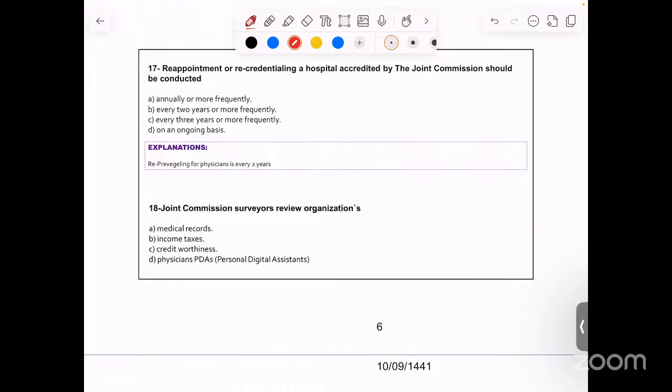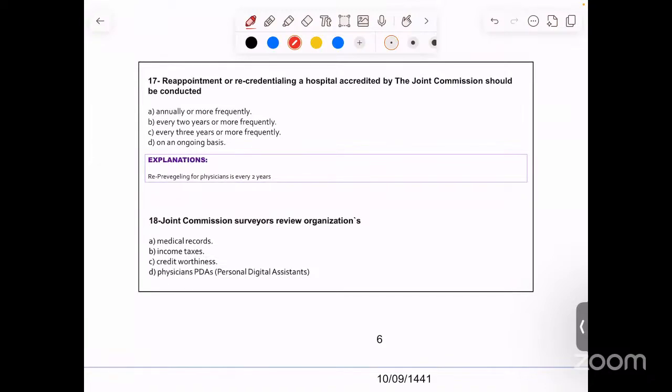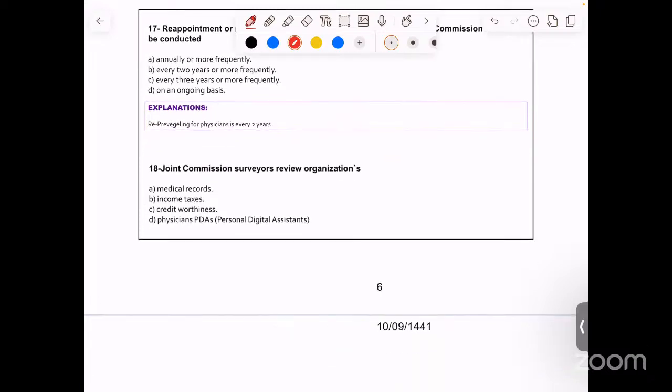Okay, number 17. Reappointment or recredentialing of a hospital accredited by the JCI should be conducted A, annually or more frequently, B, every 2 years or more frequently, C, every 3 years or more frequently, D, on an ongoing basis. C. Excellent. So let's look at the reappointment process in healthcare organizations, okay?